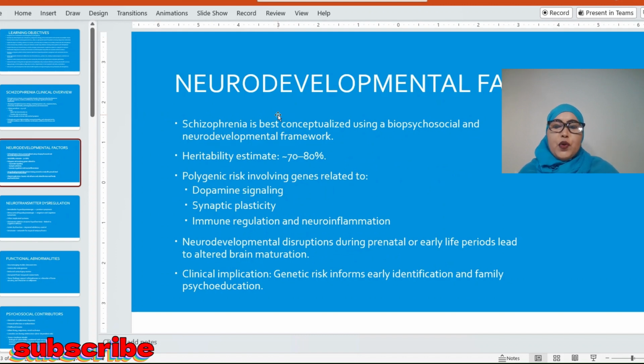Neurodevelopmental disruptions during the prenatal or early life period relate to altered brain changes. Clinical implications include that genetic risk information informs early identification and family psychoeducation.